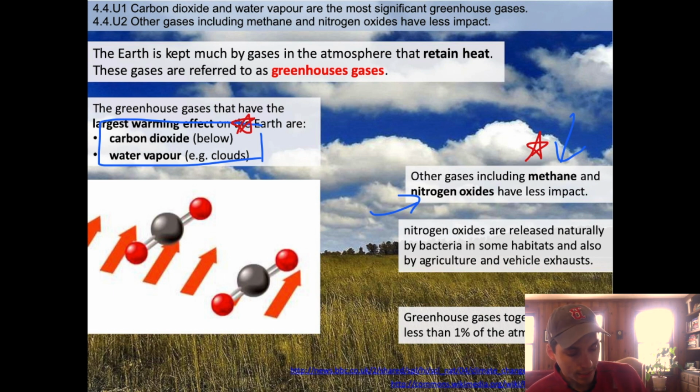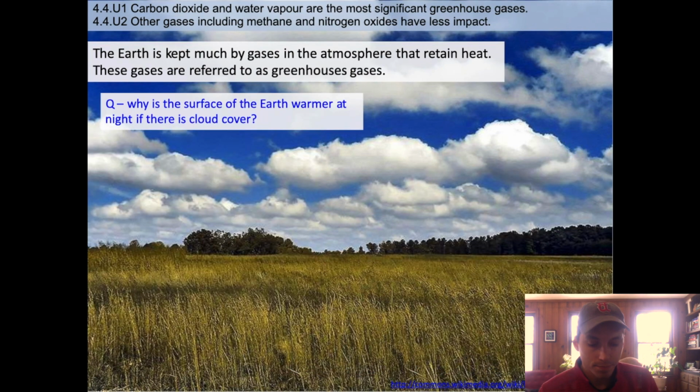You can see down the bottom here that greenhouse gases together make up less than 1% of the atmosphere. So they are a relatively small percentage of the atmosphere overall, but they do have great effects.